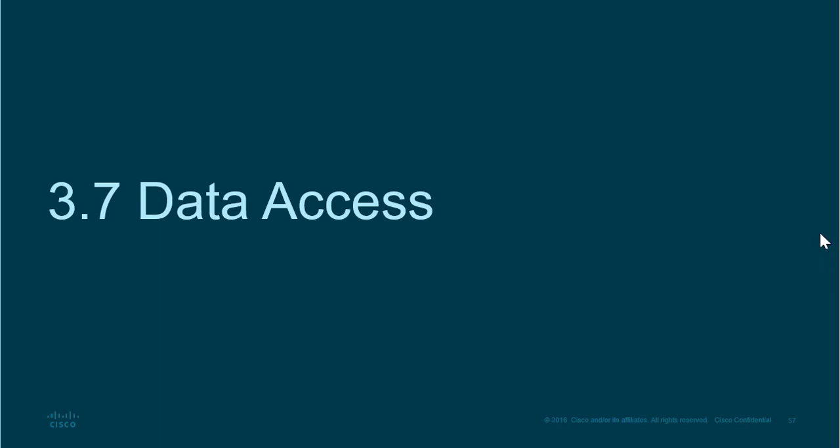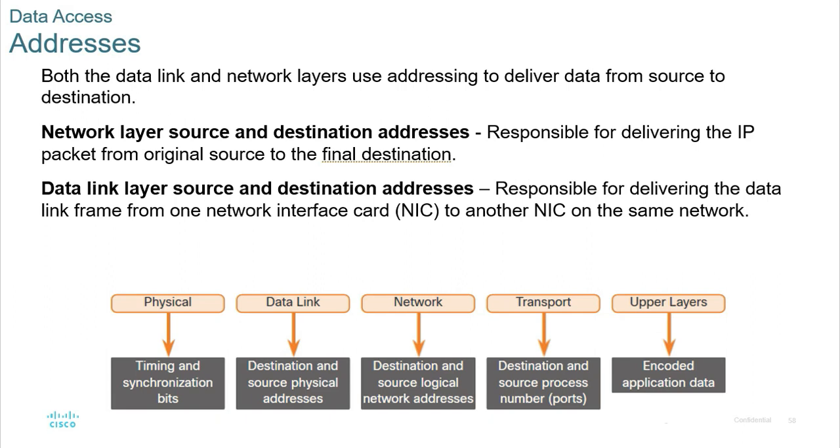Everyone, in this video we're going to look at data access. To send data from the source to the destination, we need two types of addresses. One is the network layer source and destination address, which is basically the IP address. Then at the data link layer, we need the physical address.